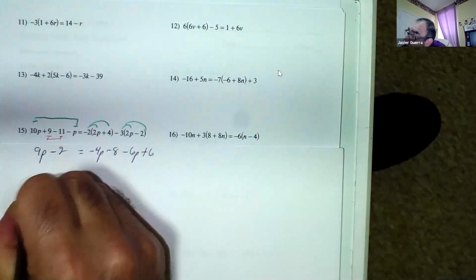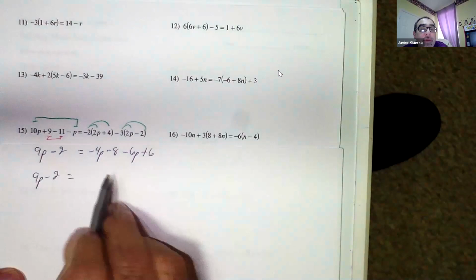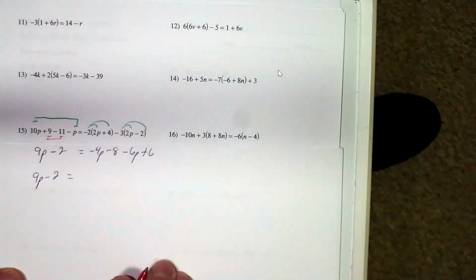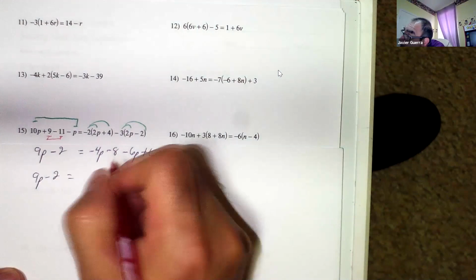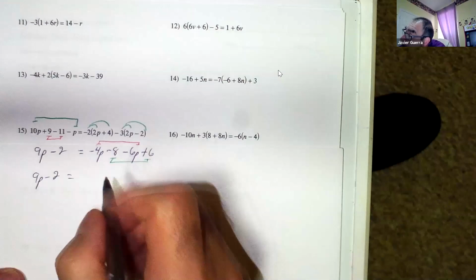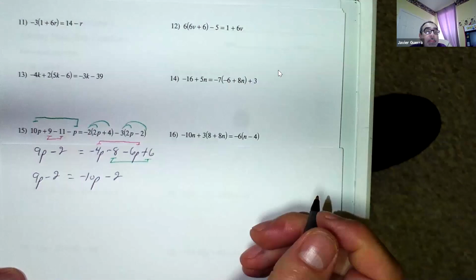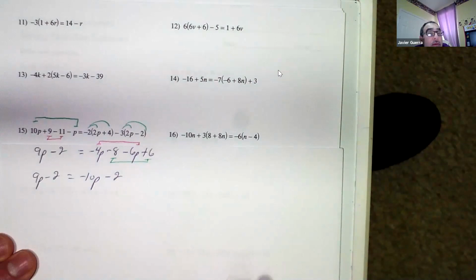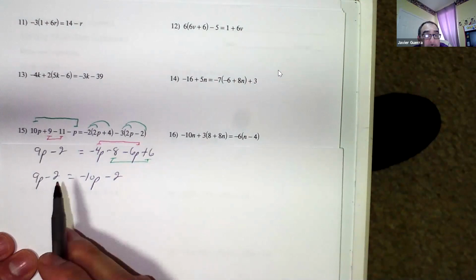Okay, now, is there anything else that we can do on the right side? Combine like terms. Yes, sir. Okay, so I'm gonna combine these two and the constants. So we get -10p minus 2. Excellent. Okay, we're almost done. All right, so now I want to get my p's to one side and the ones that don't have p's to the other side. So what would you guys like me to do?